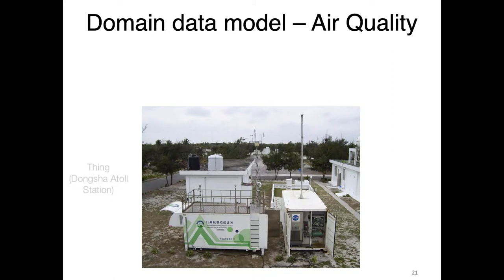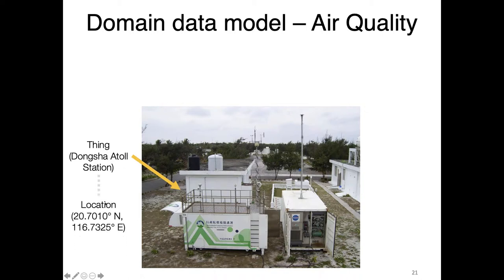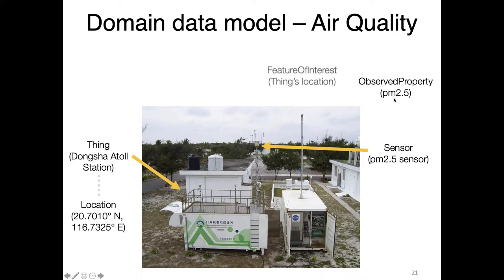This is the air quality example. What we require is that each sensing system, each sensor, or each IoT device should be modeled as a Thing. So this one is an air quality monitoring station in Dongsha Atoll, and then you need to describe the corresponding location. And in this Thing, they have a sensor, which is a PM2.5 sensor. This PM2.5 sensor monitors a certain phenomenon, which is PM2.5. And the feature of interest will be the Thing's location, or you can say the sensor's location over there.